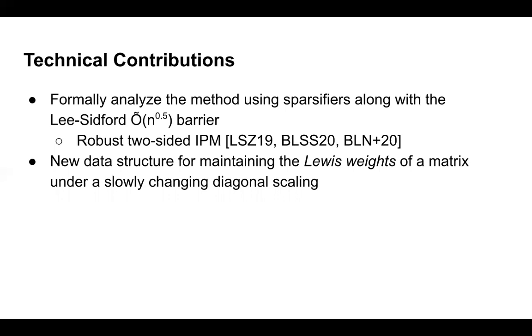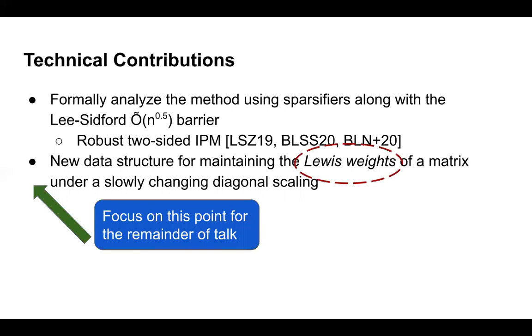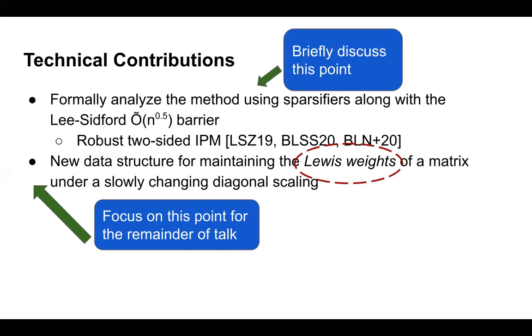One of the key data structures we need to implement each of these pieces in sublinear time is the data structure for maintaining Lewis weights of a matrix under a slowly changing diagonal scaling. Lewis weights are a fundamental importance measure of a matrix that I'm going to define. In fact, I'm going to really focus on understanding this data structure for the remainder of the talk, and I'll briefly discuss what the interior point method setup we use is.